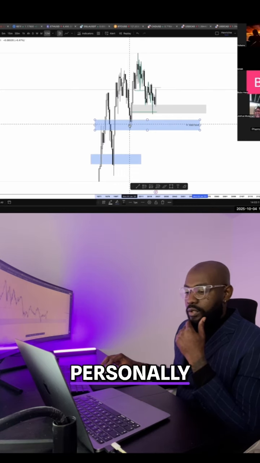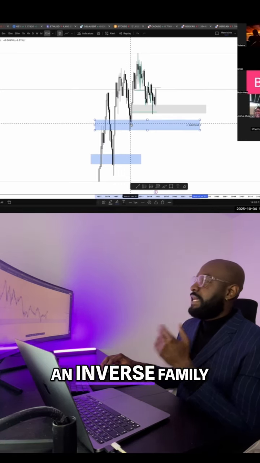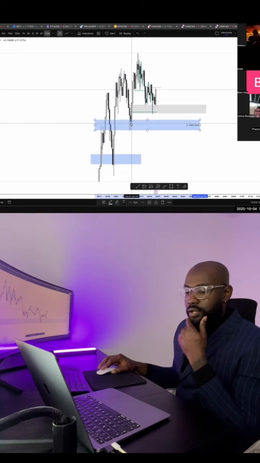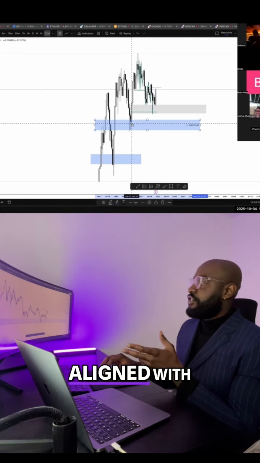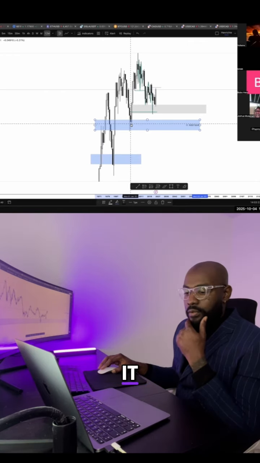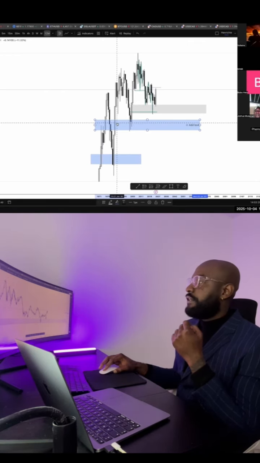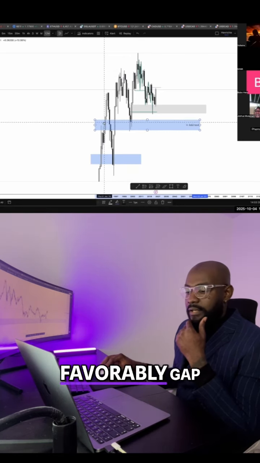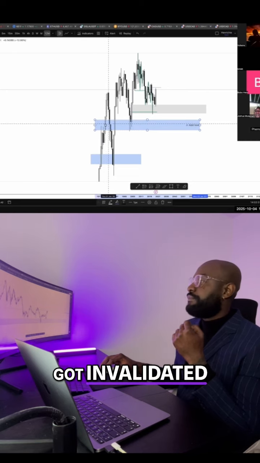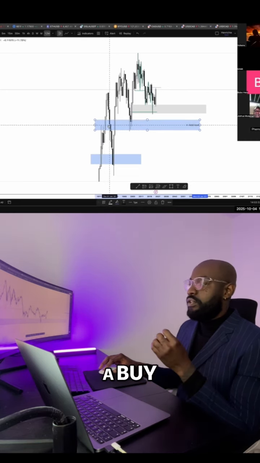So now, me personally, I don't really use an inverse fair value gap on its own individually. I like to see other confluences aligned with it before I use it as a point of interest. Now, an example is, I can see there's an inverse fair value gap here, which is an inefficiency that got invalidated, that wasn't used for a buy.